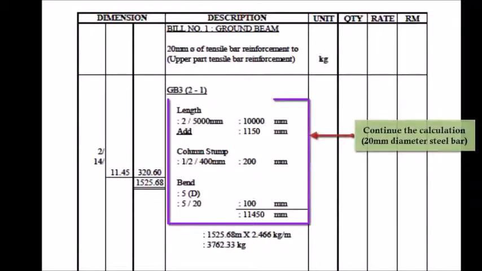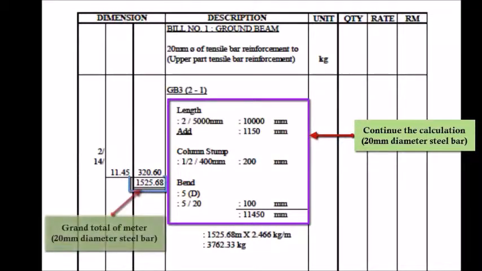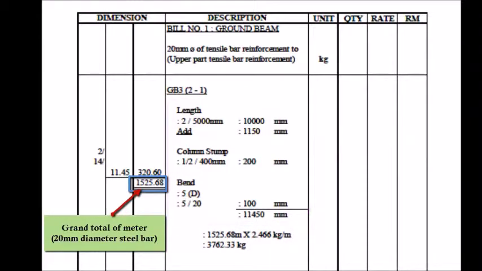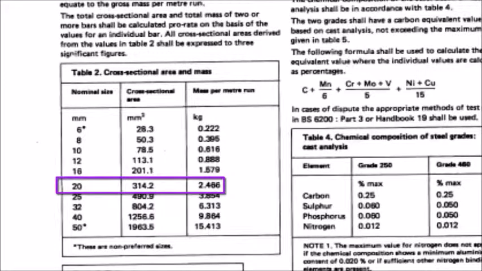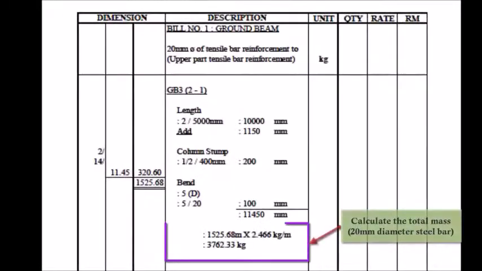Lastly, same as the step in the previous calculation for the 16 mm diameter steel bar, we need to get the grand total of the meter of steel bar used. Refer to BS 4449, Table 2, to calculate the total mass of the 20 mm diameter steel bar used.